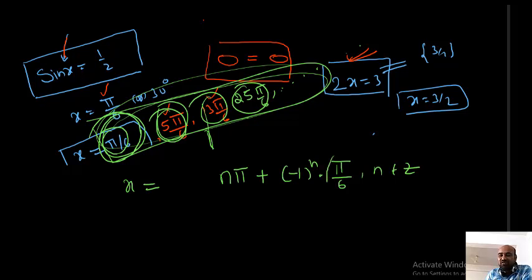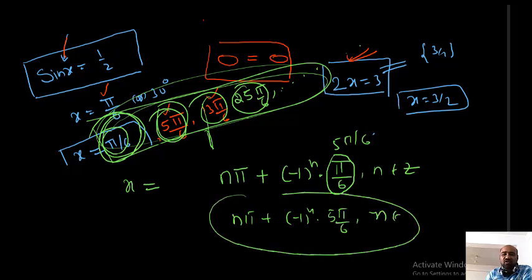Instead of this, what I wrote, pi by 6, not only 5 pi by 6, here pi by 6 also can be written. 5 pi by 6 also can be written. Okay, I will show you. n pi plus minus 1 power n into 5 pi by 6, where n belongs to Z. I can say this is the common rule that covers all these. Put n equal to 0, then you will get this one. Put n equal to minus 1, put n equal to 1, then this value also you will get.